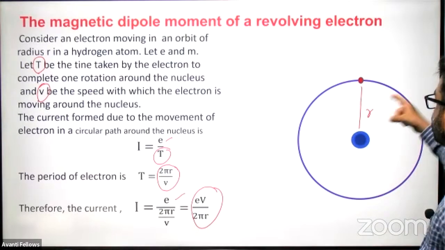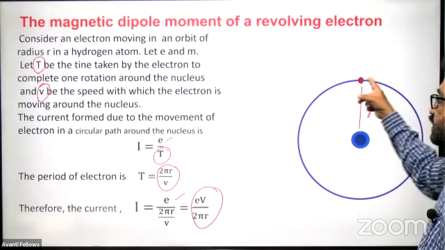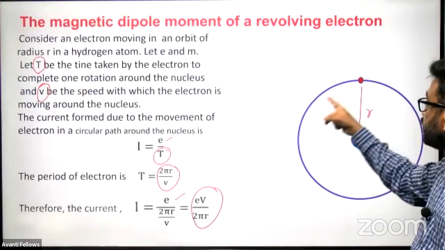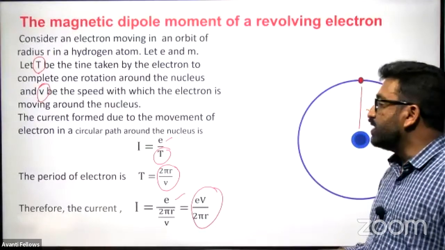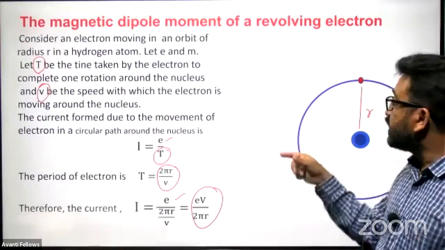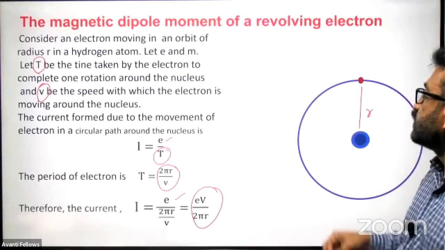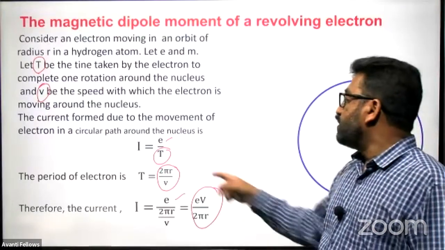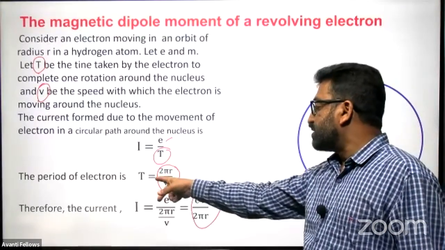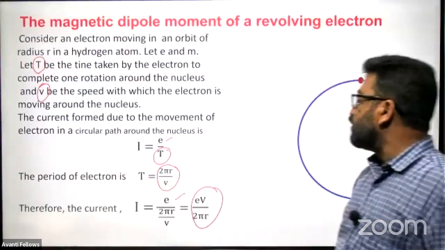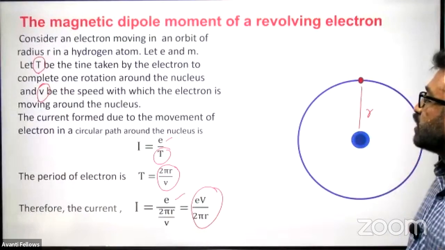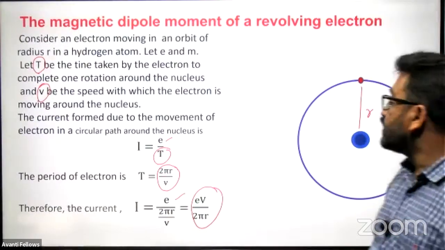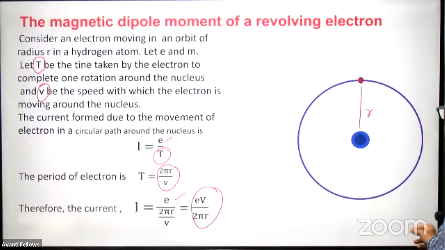The electron is revolving around the nucleus. Since the electron has a charge and it is moving around the nucleus, it constitutes a current. The current is equal to e by capital T, where capital T is the time period for one complete rotation. Instead of that, capital T can be written as 2 pi R divided by v, total distance divided by velocity. So we get an equation for the current: e v by 2 pi R.